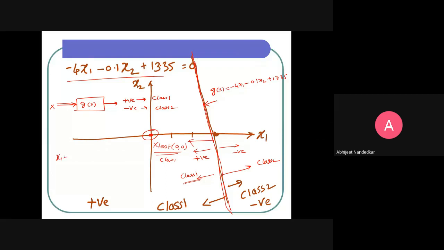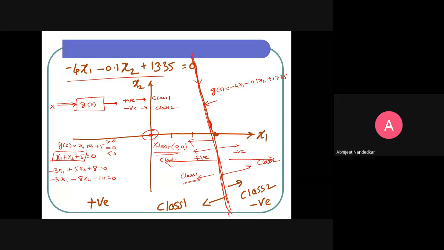Now remember forever a simple thing: if somebody gives you a line equation, maybe x1 plus x2 plus 5 equal to 0, or any other equation, minus 3x1 plus 5x2 plus 8 equal to 0, or minus 3x1 minus 8x2 minus 10 equal to 0. So there are three line equations given to you. You can plot these on the x1, x2 plane. If I call this g of x, x1 plus x2 plus 5, only on this decision line the function value is 0. It will be greater than 0 on one side of the line and less than 0 on the other side. Here I am saying this side is positive, this side is negative. On this line it is 0.